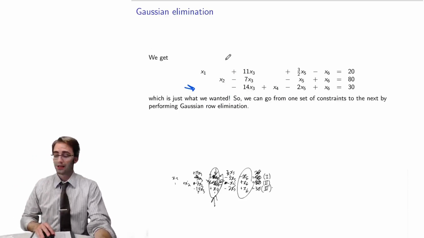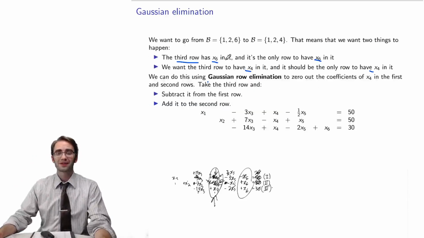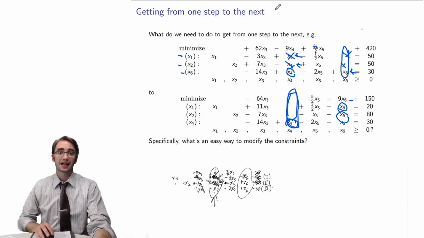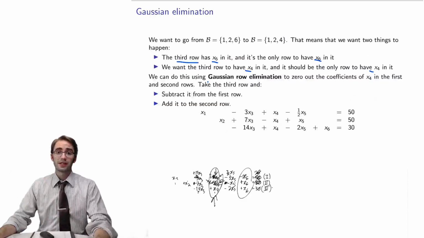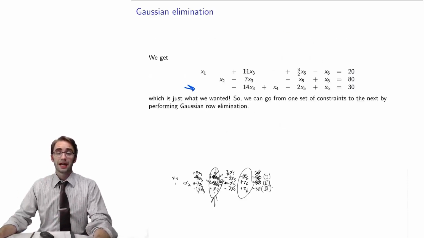You can see that just by doing those row manipulations, I ended up with exactly the system that I wanted. If we go back to when I posed the question, I said, how do I get from this one tableau to the next? If you erase all this stuff out, you can see that just by doing those two simple row operations, I actually got exactly what I wanted. And that's the key to all of this: to get from one step to the next, you just do one iteration of Gaussian row elimination, and you're all set.